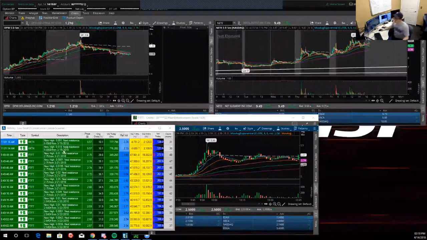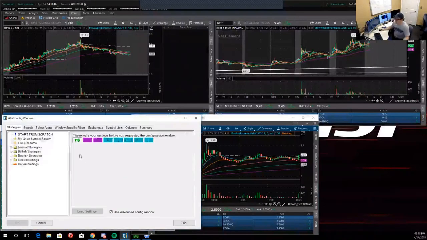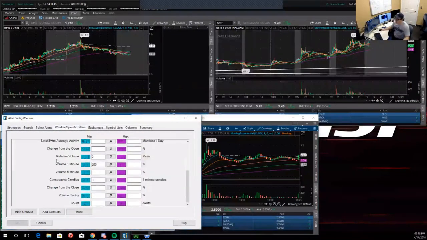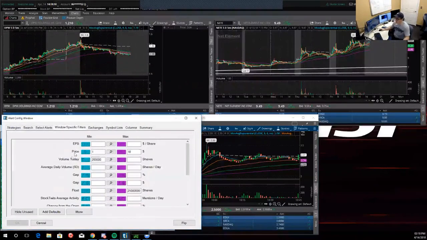All right. So now let's go into the configuration window here, and you guys can take a look. We're going to go to window specific filters, and you'll notice that this is very similar to the previous scanner, just a little bit different. So we still have price, where we're scanning for stocks that we want to trade, maybe $1 to $15, or $1 to $10. All right. Volume today is 200,000. Remember in the previous scanner I showed you, the volume today was only 20,000, because in that scanner we're scanning for stocks that are trading on almost no volume that start taking off out of nowhere.